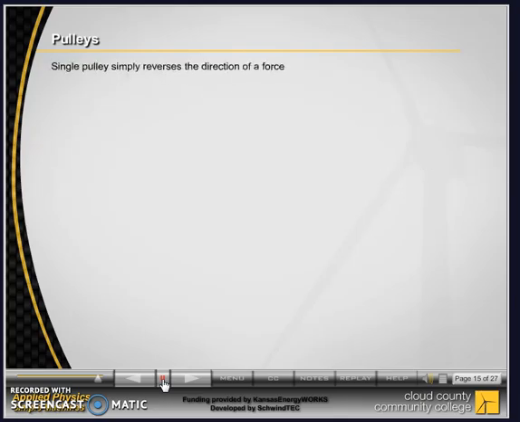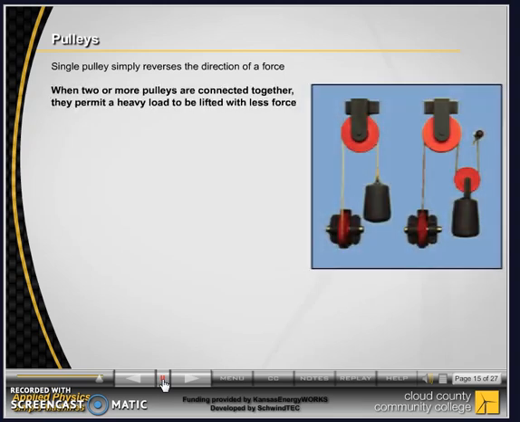A single pulley simply reverses the direction of a force. When two or more pulleys are connected together, they permit a heavy load to be lifted with less force. The trade-off is that the end of the rope must move a greater distance than the load.